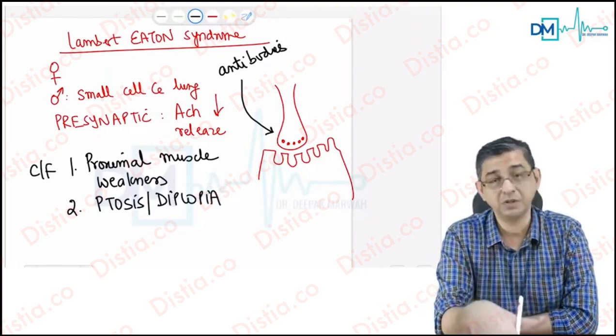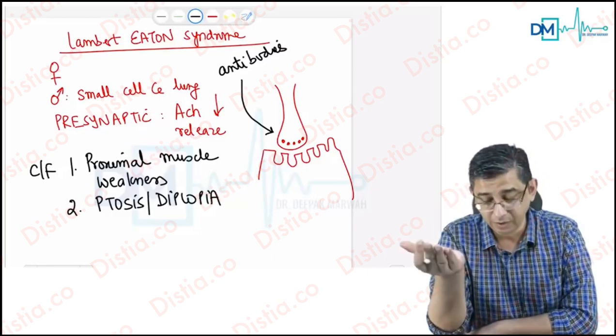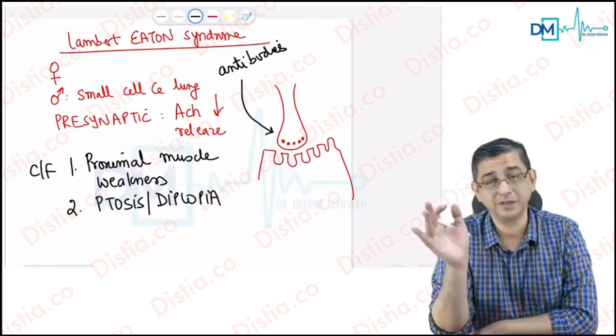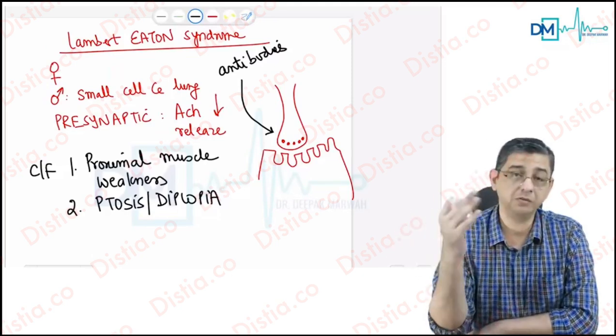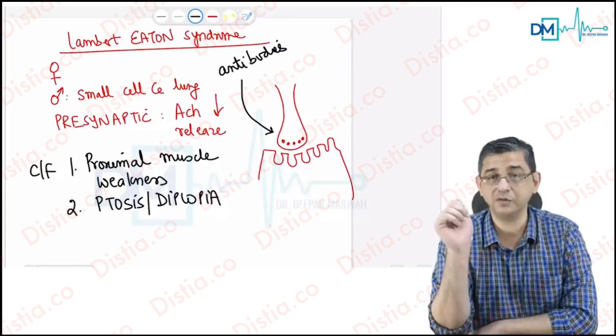So he might begin by saying a female. Remember, the incidence of lung cancer is mainly seen with male patients of Lambert-Eaton syndrome. In females, they may not be associated lung cancer, so that way the prognosis will be better in females. But the question might begin by saying female, ptosis, diplopia, proximal muscle weakness. So it will sound like a question of myasthenia gravis only.